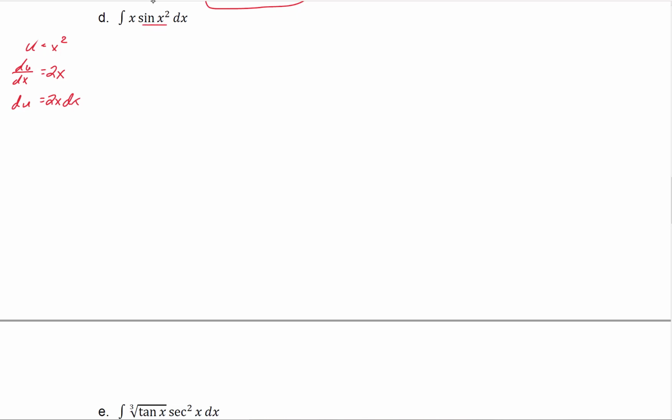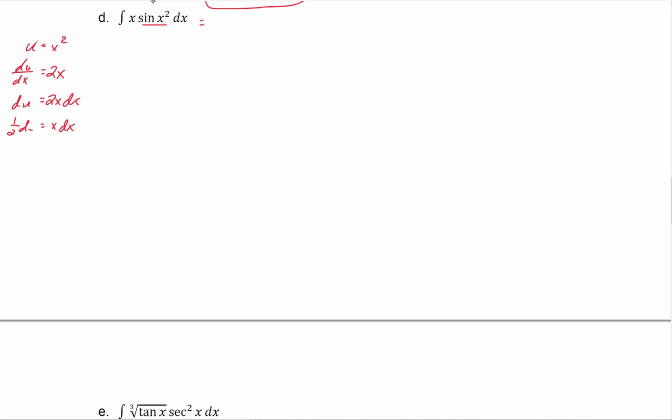But we've only got one x dx, right? So there's only one of those. We've got 2 in our du. So we need to make 2 turn into 1. The only way to do that is to multiply by 1/2, right? So 1/2 du equals x dx. Now it matches.